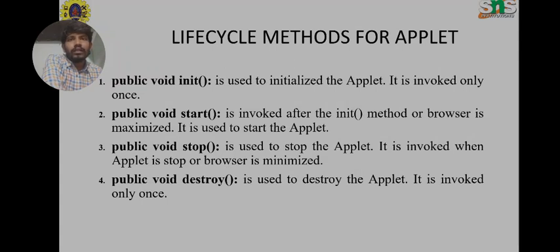The third one, public void stop. It is used to stop the applet. It is invoked when the applet is stopped or the browser is minimized. Then public void destroy. It is used to destroy the applet. It is invoked only once. So these methods are used for executing the applet.